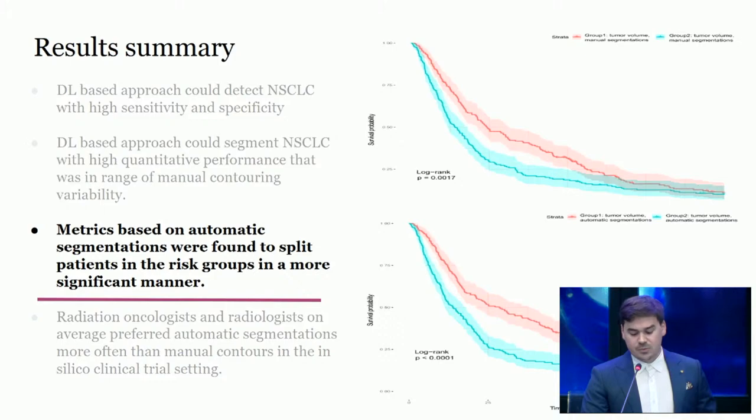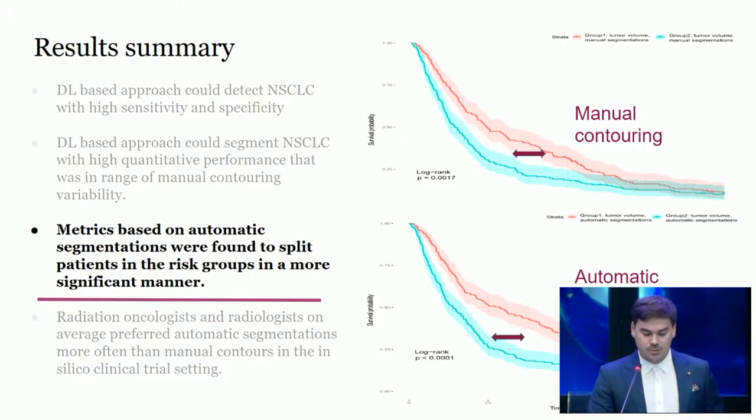Additionally to quantitative and qualitative performance, we have also looked at validation of our method from more of a clinical angle. And we compared the prognostic power of the manual and automatic contours. So we computed the metrics that were based on these contours, metrics such as RECIST and tumor volume. And what we saw is that metrics based on automatic segmentations were found to split patients into risk groups in a more significant manner compared to those based on the manual contours.